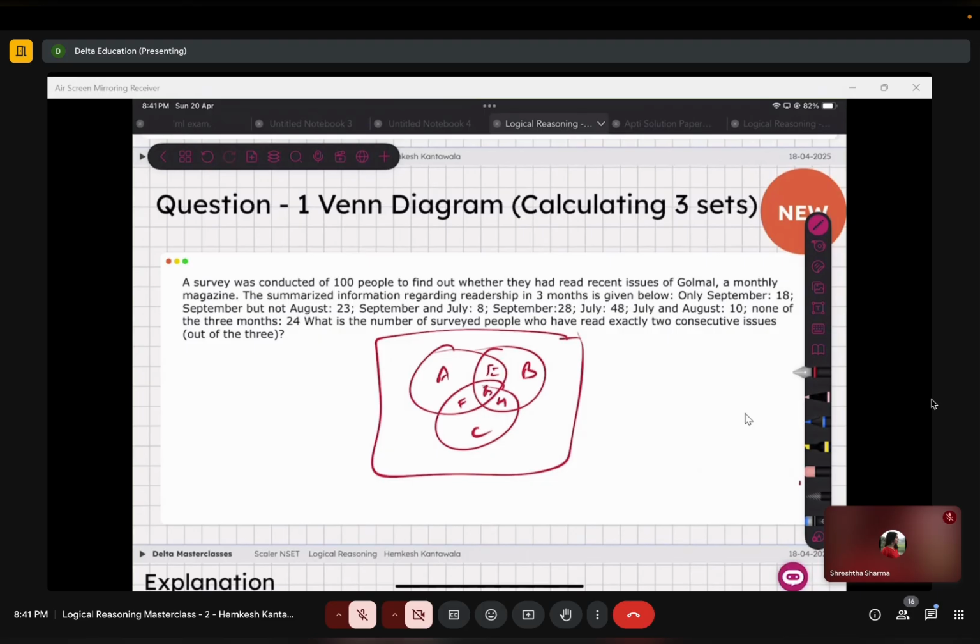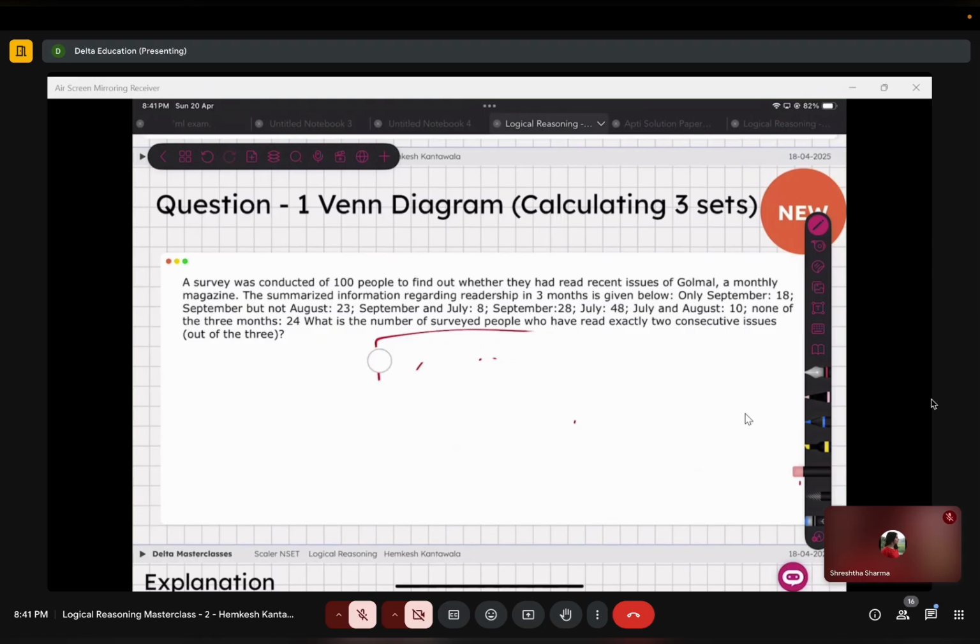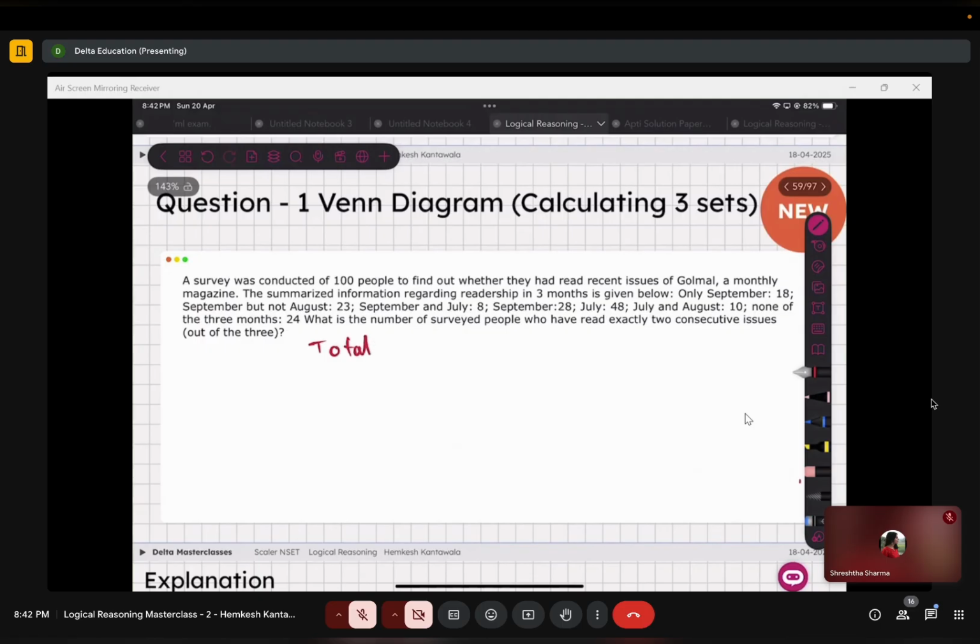So what Meet said is absolutely correct. In this type of Venn diagram question, the very first step is to create the Venn diagram. How many diagrams we need to draw would be given in the question itself. As the question says, a survey was conducted of 100 people. So total there are 100 people.